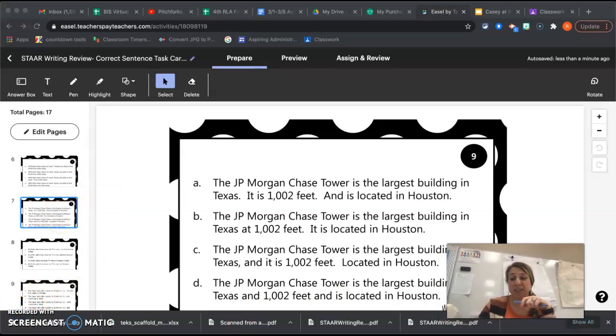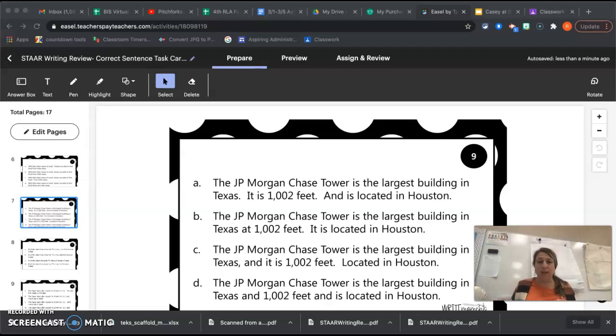Okay, this one is a good example of how sometimes the correct answer is just two simple sentences. Like there's not a really good way to combine them together. So let's look at A. The JP Morgan Chase Tower is the largest building in Texas. It is 1,000 feet, and it is located in Houston. Well, right here I have way too many periods, so I need to circle that, mark it out, circle that, mark it out. That's way too many sentences broken up. B, the JP Morgan Chase Tower is the largest building in Texas at 1,000 feet. Period. It is located in Houston.